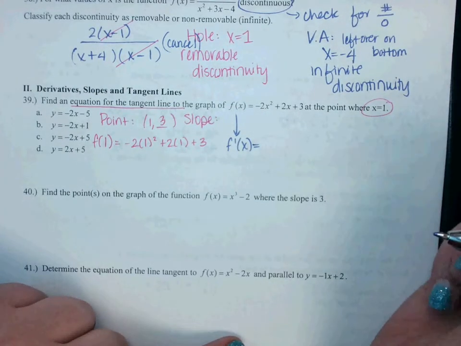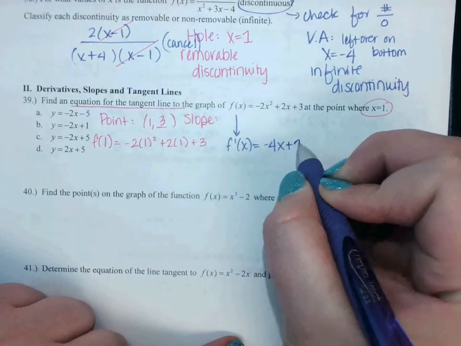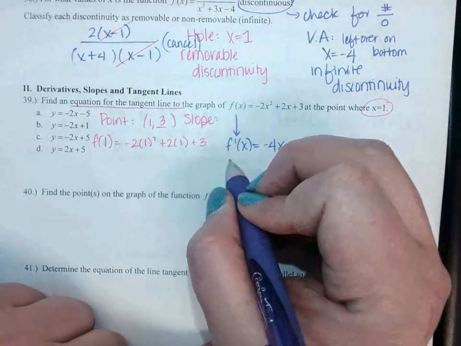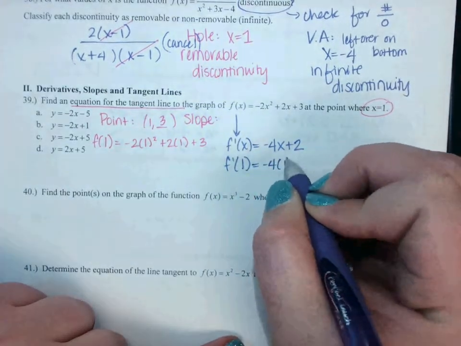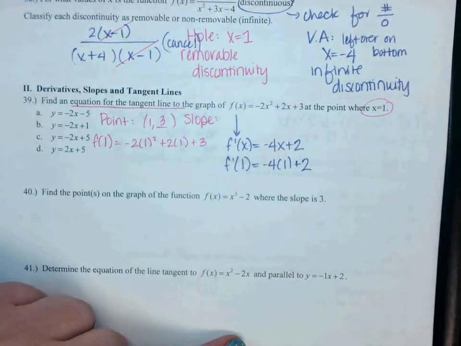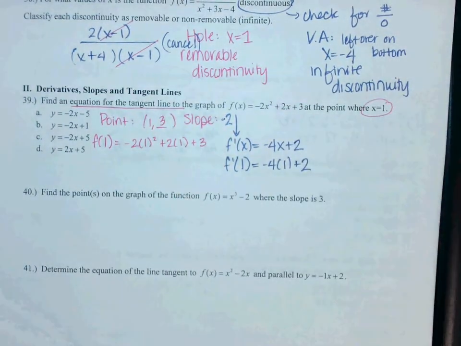Okay, negative 2x squared, what's the derivative? Negative 4x plus 2. What about the plus 3? Constant goes away. Plug in your 1 to know the slope. Negative 4 times 1 is negative 4. Add 2, what do I get? Negative 6. What? You joking? Negative 4 plus 2. So like, you borrow $4, you pay me back 2. Still owe me 2.